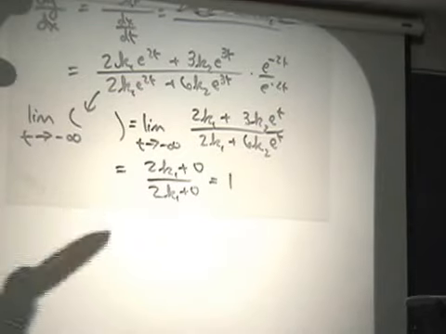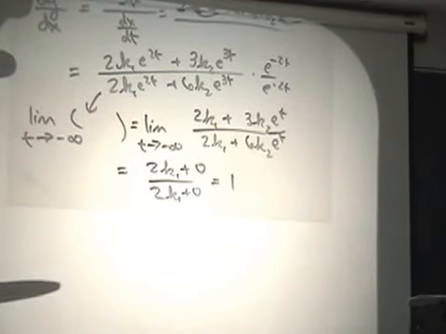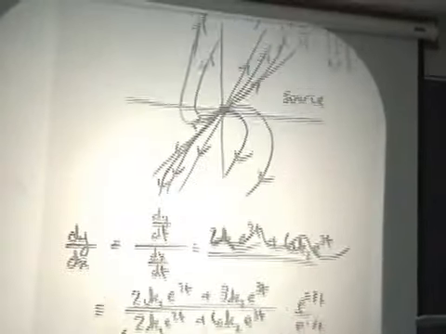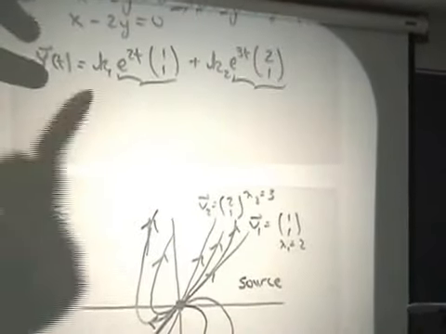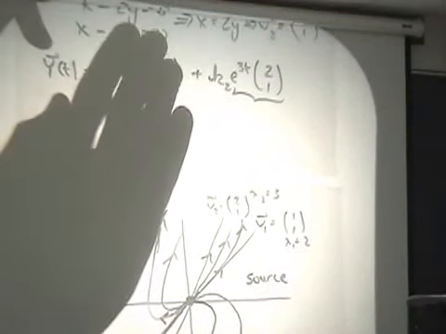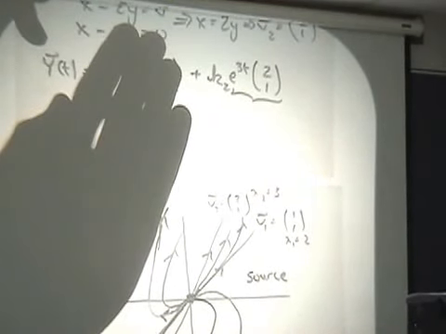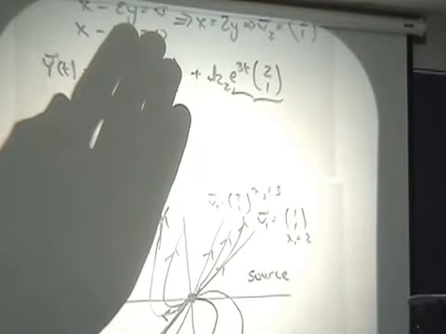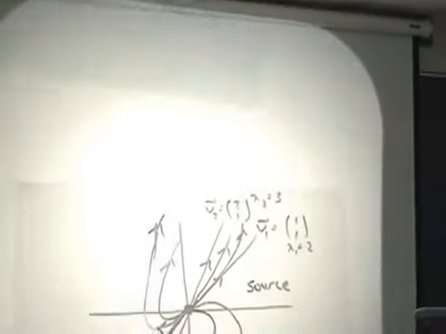The only case where this calculation wouldn't work is if k1 is 0. But if k1 is 0, that's going to correspond to a solution along that second eigenvector. And that has slope 2. So for solutions along that, you get a slope of 2.